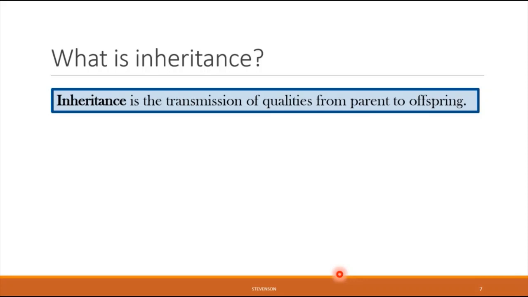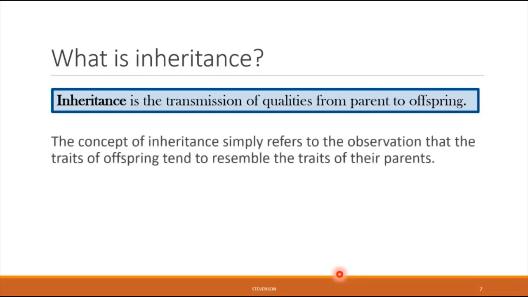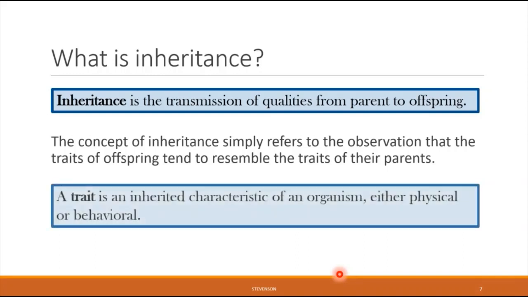We've already defined inheritance as the transmission of qualities from parent to offspring, and it simply refers to the observation that the traits of offspring tend to resemble the traits of their parents, which is something that we already know. A trait is any inherited characteristic of an organism that can either be physical or behavioral.